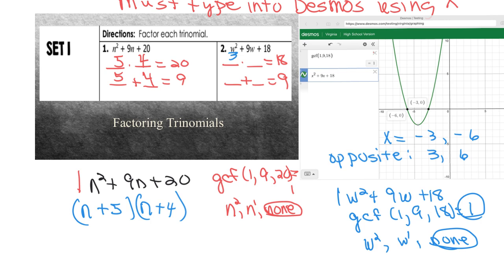And those are the two numbers that I'm going to use to factor. So I have 3 times 6 is 18. That is true. 3 plus 6 is 9. That is true. So when I factor this trinomial, my answer is going to be 2 parentheses. Because it is w squared, I know I have w times w, and I'm going to use the two terms that I found. I had a positive 3 and a positive 6.